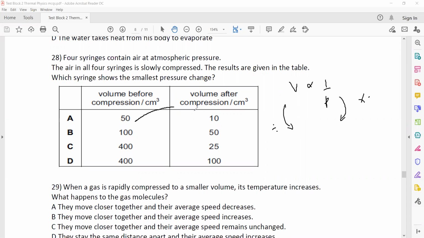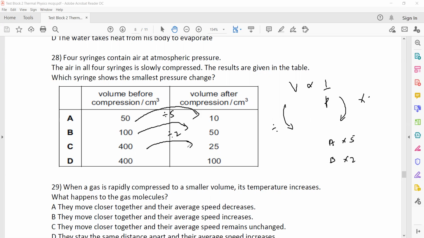What happened? 50 becomes 10. If 50 becomes 10, it means it is divided by 5. So for the first one, if volume is divided by 5, the pressure will be multiplied. In option A, the pressure is multiplied by 5. In option B, 100 becomes 50, so it is divided by 2. So if it is divided by 2, the pressure is multiplied by 2.